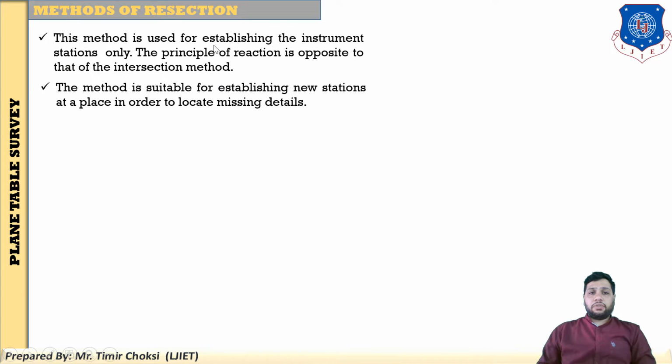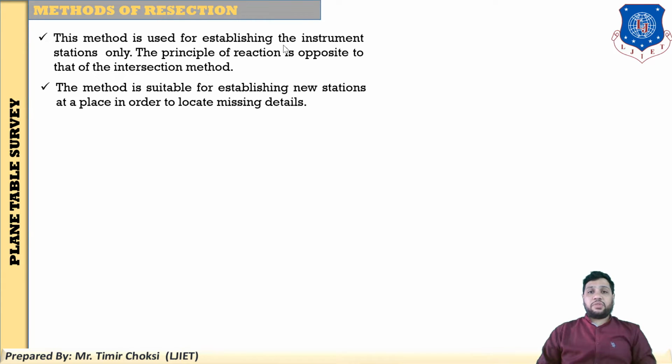This method is used for establishing the instrument station only. The principle of resection is opposite to the intersection method. So listen clearly, student, this is the opposite principle of the intersection method. When you conduct a survey and establish a new station, you use the resection method. Why is it opposite to the intersection method? In the intersection method, you plot the ground station point on a drawing sheet, but here you do the opposite.